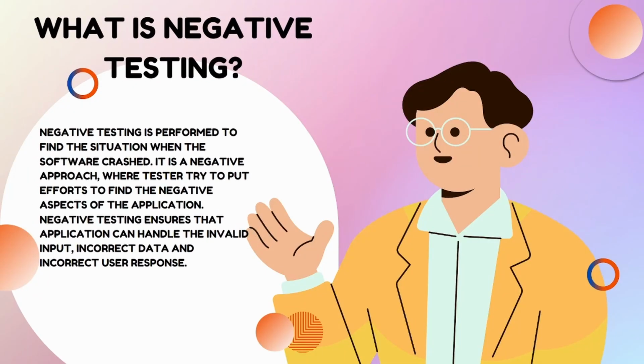What is negative testing? Negative testing is performed to find the situation when the software crashes. It is a negative approach where testers put effort into finding the negative aspects of the application. Negative testing ensures that the application can handle invalid input, incorrect data, and incorrect user response.